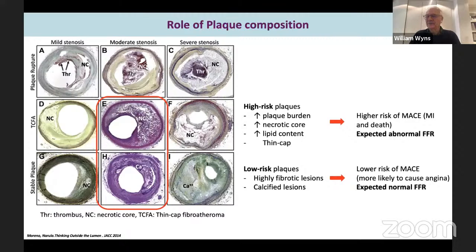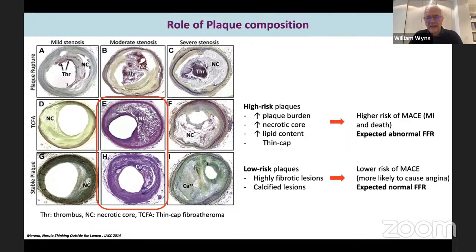What about plaque composition? Because we only talk about hemodynamics of the stenosis, and we know that the content of the wall is important. So it is pretty obvious that if you have a high-risk plaque, for instance, because of high lipid content, that plaque can cause death and MI. And for a given stenosis, the FFR will be either normal or abnormal, doesn't matter. The FFR, you would think, is not affected by plaque composition.